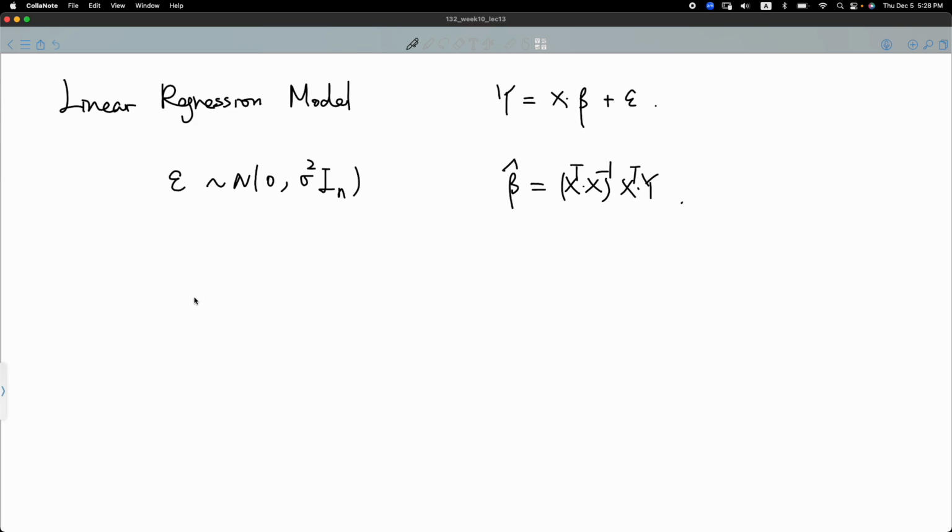And then we also talked about the distribution for this parameter, which also follows a normal distribution with dimension p or k plus 1, which is the number of features including the intercept in your model. And then the mean value is centered around the true value, and the variance is sigma square x transpose x inverse.